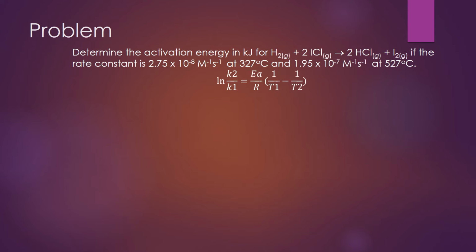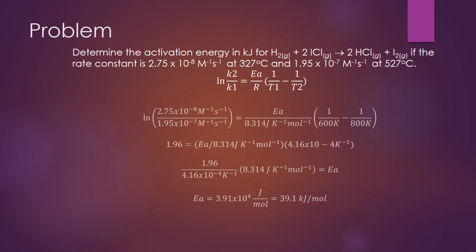Now let's do a problem together. Determine the activation energy in kilojoules for H2 + 2ICl, which turns into 2HCl + I2 gas, if the rate constant is 2.75 × 10^-8 at 327 degrees Celsius and 1.95 × 10^-7 at 527 degrees Celsius. Here you would use a two-point Arrhenius equation, and once it's solved, the activation energy is 39.1 kilojoules per mole.